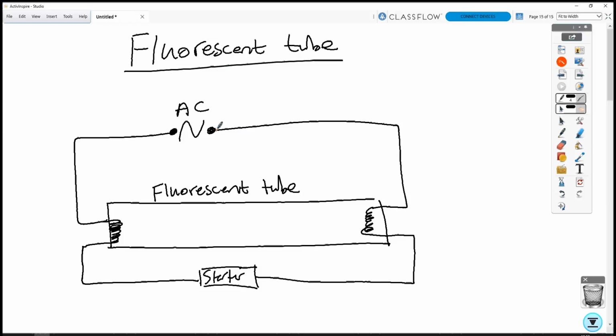Now, if you've seen these tubes before, can you tell me what material they're made out of? Plastic. They're not plastic. What material is a tube made of? Glass. They're made of glass. Are they transparent? Are they transparent, fluorescent tubes? Can you see through it? Some of you are looking at me weird, like you've never seen a fluorescent tube before.